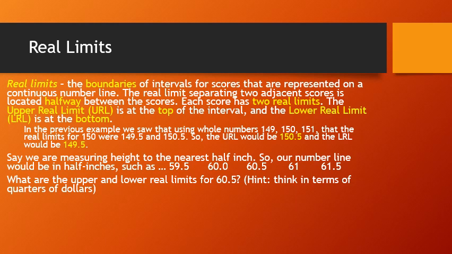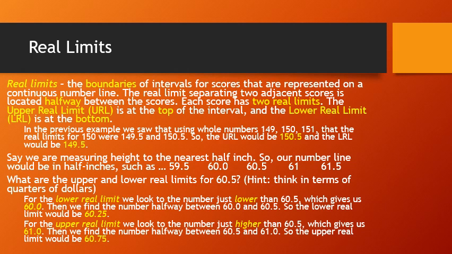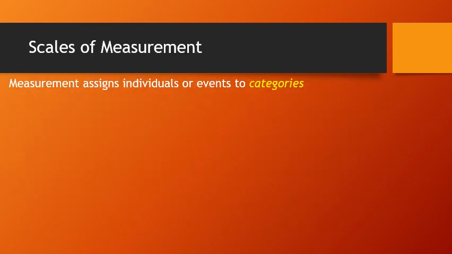Let's say we're measuring to the half inch. So then our number line would be in half inches. You would start with 59.5, 60, 60.5, 61. So in this case, what would the upper and lower real limits for 60.5 be? You would have to go halfway in between 60.0 and 60.5 to find the lower real limit. Think in quarters of dollars. So the lower real limit here would be 60.25. The upper real limit would be 60.75, or halfway between 60.5 and 61.